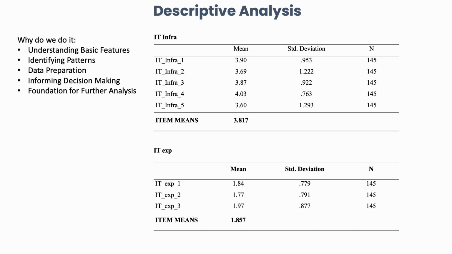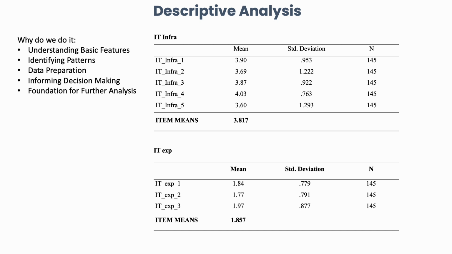If we look at the table of IT infra, the analysis reveals that the average of the variable IT infra is 3.817. This average represents the typical central value of the IT infra variable within the dataset, indicating that on average the values tend to center around 3.817.